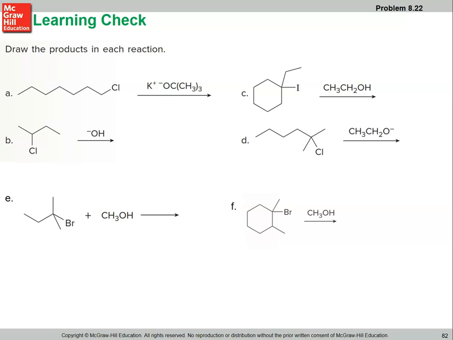So this will be good practice for the quiz on Monday. Practice working through these different products for each of these reactants, looking for the differences that will allow you to determine if you think this would go through an SN1, E1, SN2, or E2 chemical reaction.